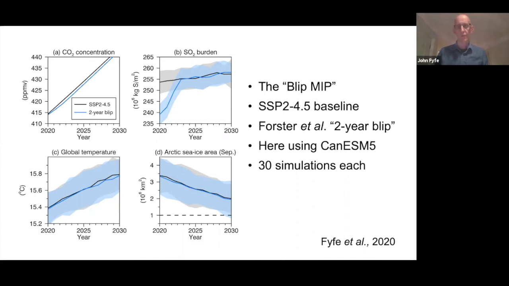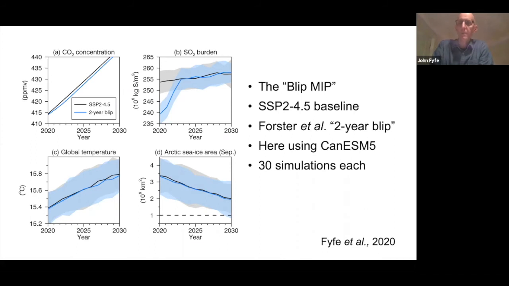This is a project where modeling groups around the world are doing standard experiments. It doesn't have a name yet. It originally was the COVID MIP, and now we're calling it the Blip MIP. All these modeling groups are using a standardized forcing protocol. Again, the baseline is the SSP2-4.5 scenario for the future.